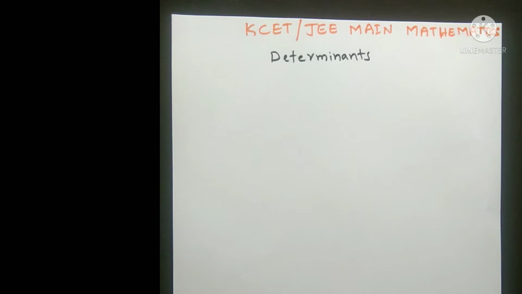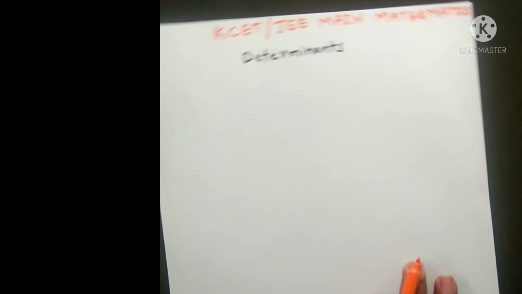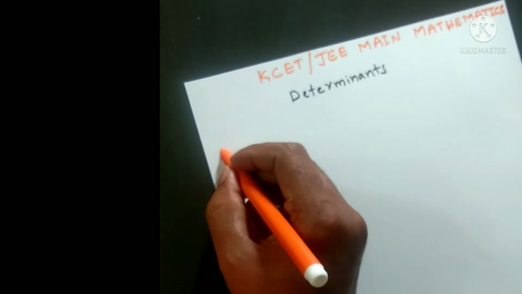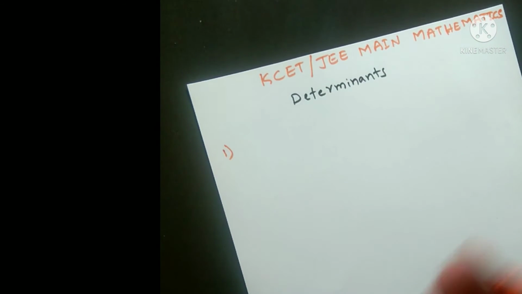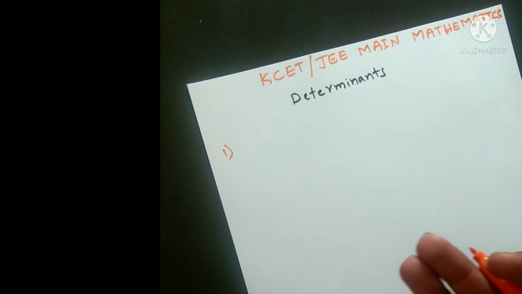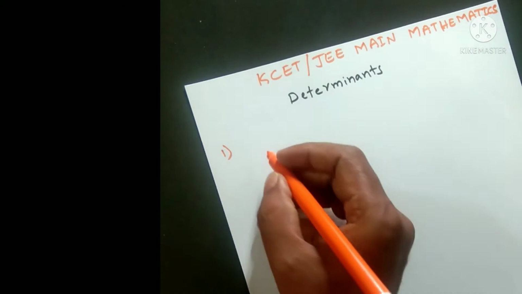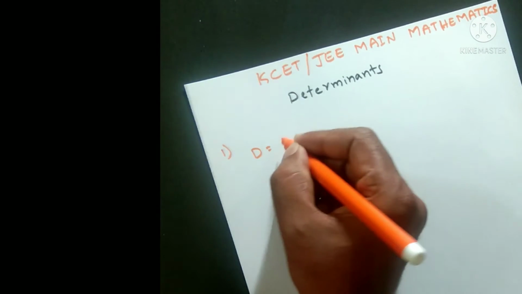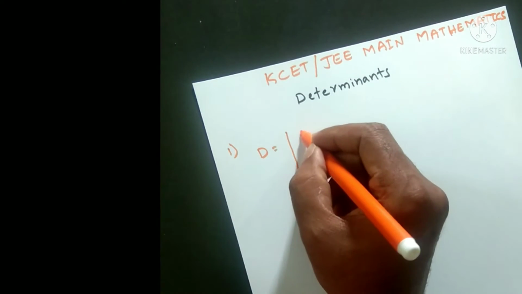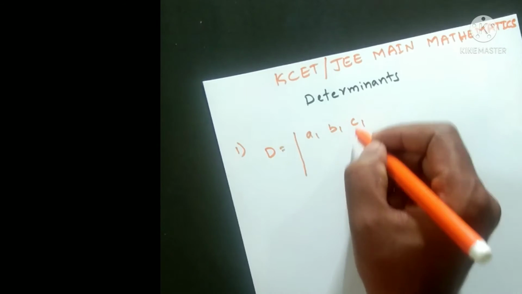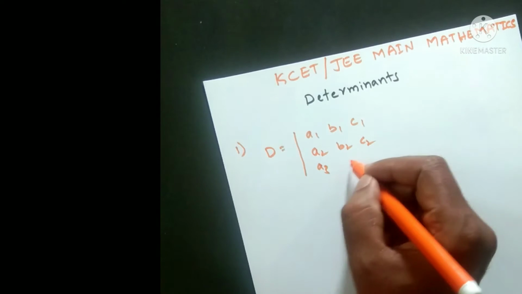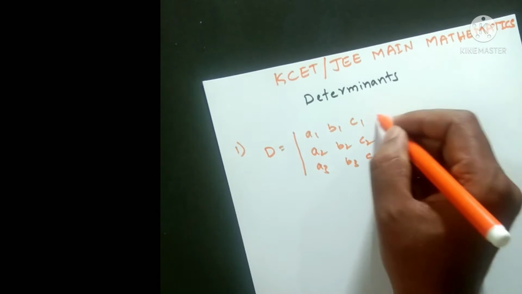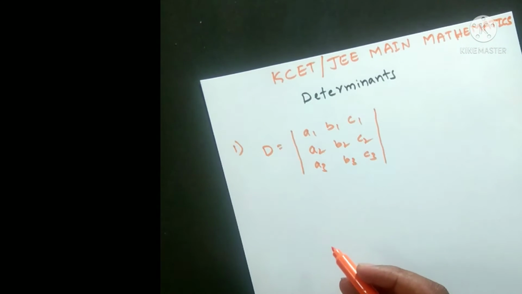Now, first I will take a determinant. The first point is how to find the determinant. We already know that. Okay? What is the shortcut way, or otherwise an easy way to find it? Now I will take a determinant D equal to A1, B1, C1, A2, B2, C2, A3, B3, C3. How to find the determinant of this one?